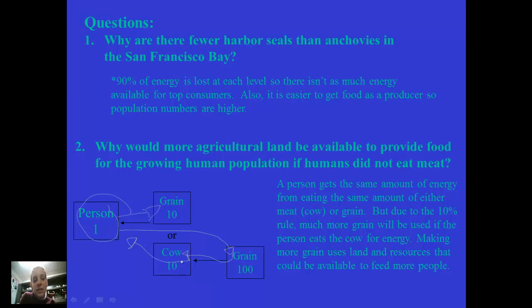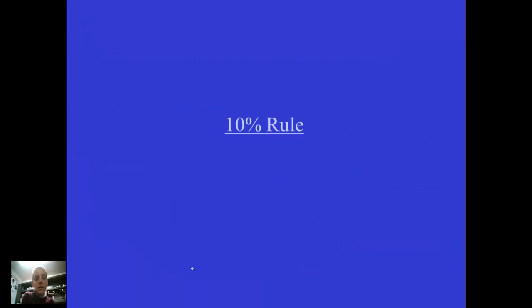But the problem is that it requires, one, more land because there has to be more grain to feed the cow, but then you also need land on which to grow the cow. So it's really twice the amount of resources. It's more than twice the amount, but you need more land, more resources to grow both the grain and the cow. So let's take a look at an example of the 10% rule.